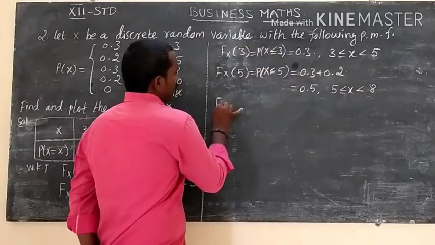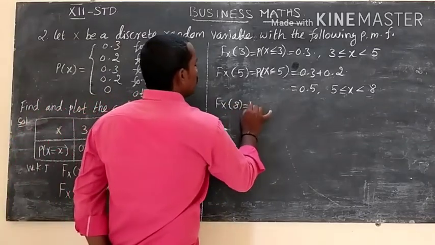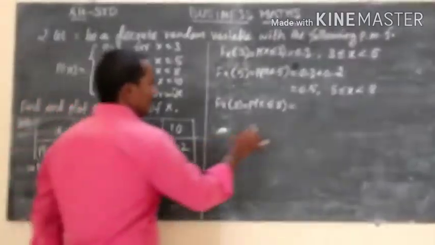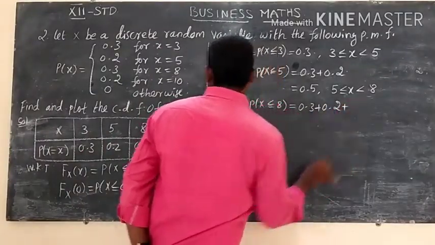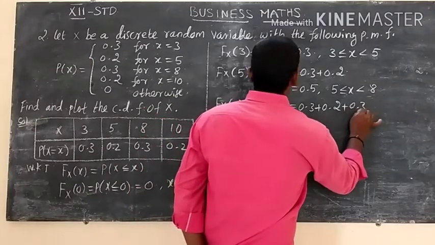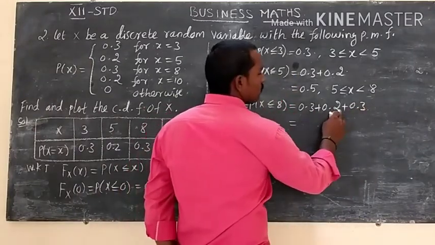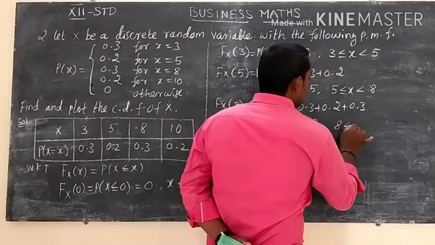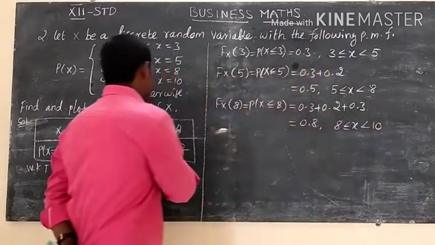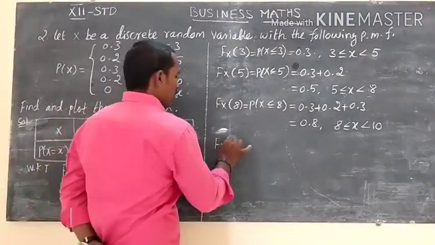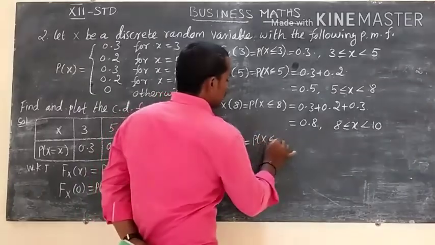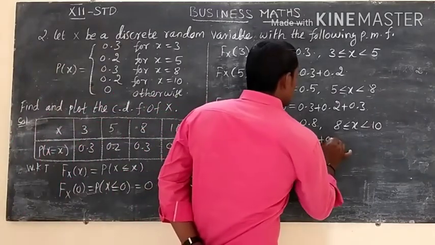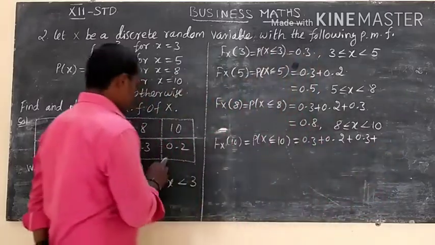Okay, then F_X of 8 is equal to P of X less than or equal to 8, up to the 8 value, the sum of the values 0.3 plus 0.2 plus the 8 value 0.3, which is equal to 3 plus 2 is 5, 5 plus 3 is 8, so 0.8. Here the x value is 8 less than or equal to x strictly less than 10. So the next value is 10. Then F_X of 10 is equal to P of X less than or equal to 10, that is the sum of all values 0.3 plus 0.2 plus 0.3 plus 0.2.